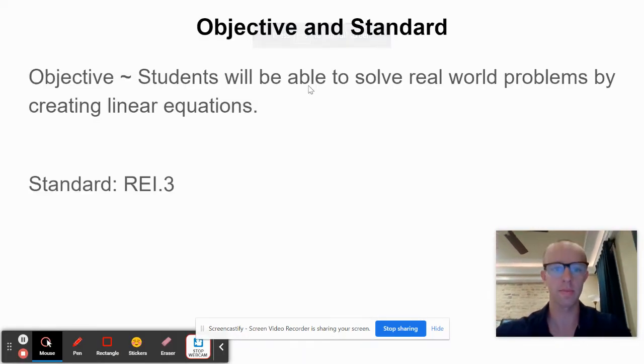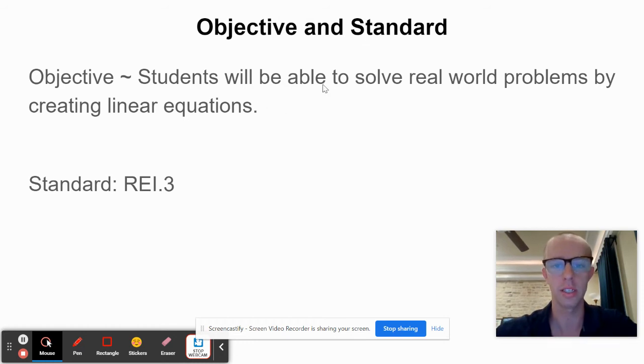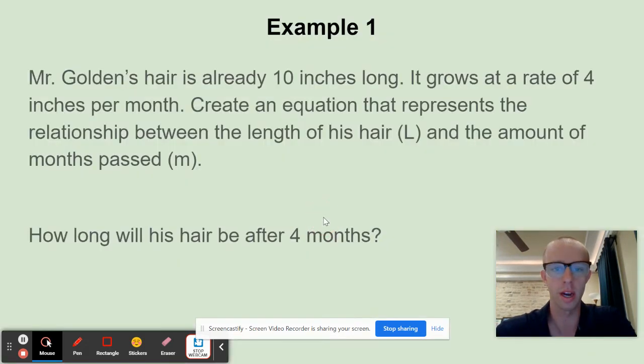Welcome to this video. The objective here is that students will be able to solve real-world problems by creating linear equations. In the last video, we created the linear equations, but we didn't use them for anything. And so in this video, we're going to use them to actually solve some real-world scenarios. Let's take a look at example 1 here.